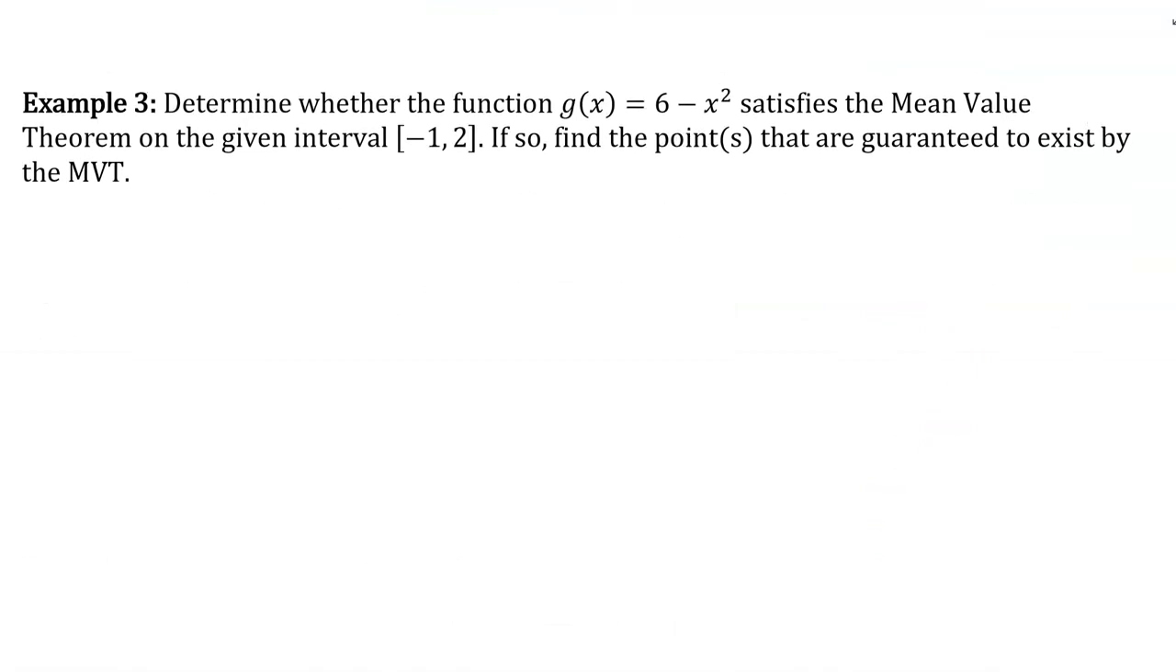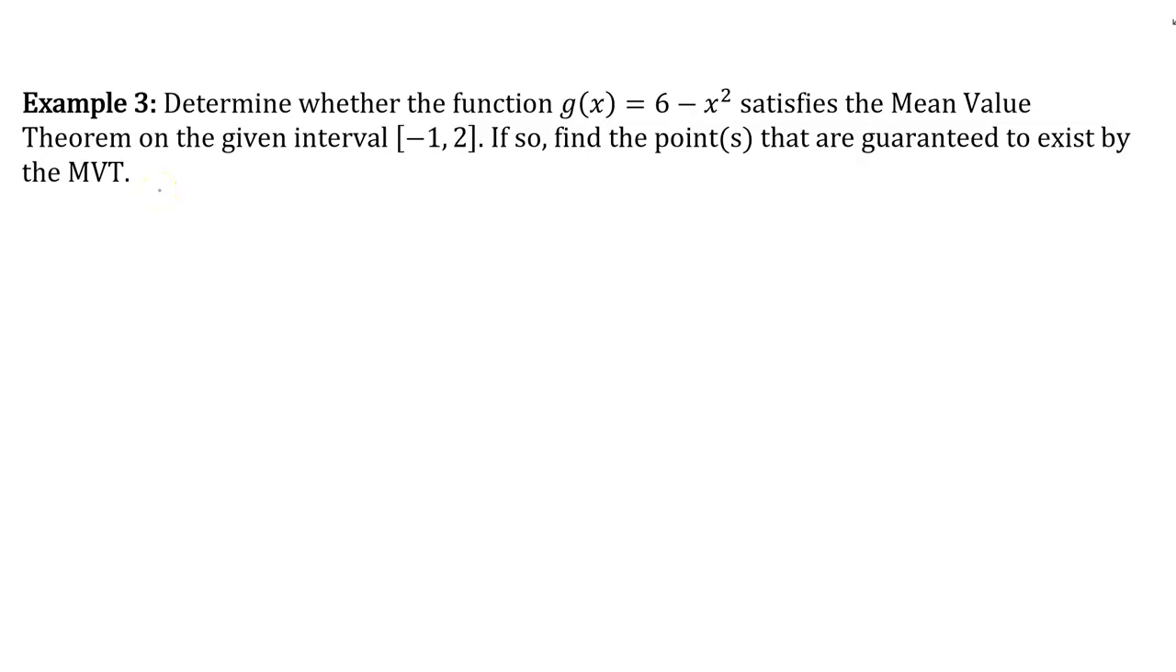Determine if the function satisfies the mean value theorem. So, is it differentiable from -1 to 2? Well, this is a polynomial, so it is not only continuous, it is also differentiable. So both of those two conditions are met. Those are the only conditions for the mean value theorem. So we want to find the point that is guaranteed to exist by the mean value theorem.